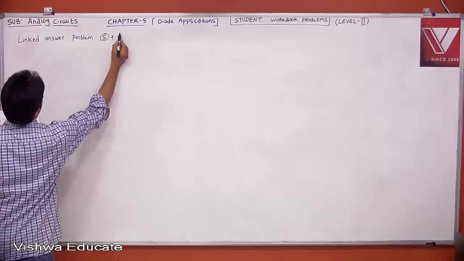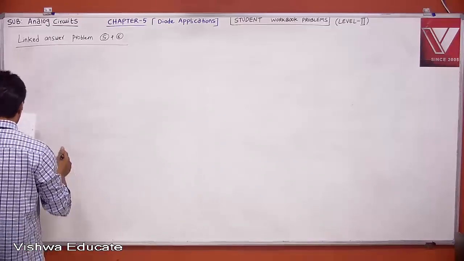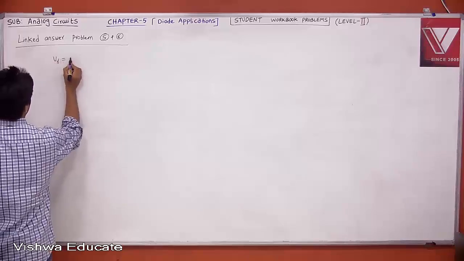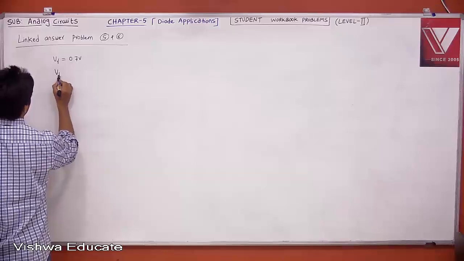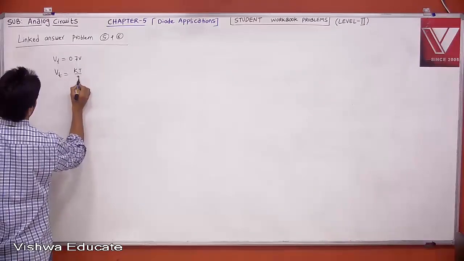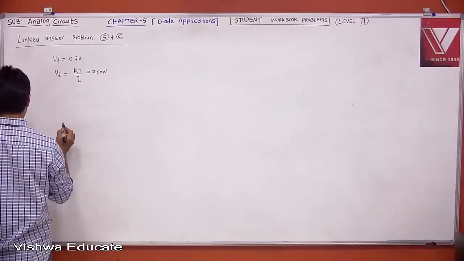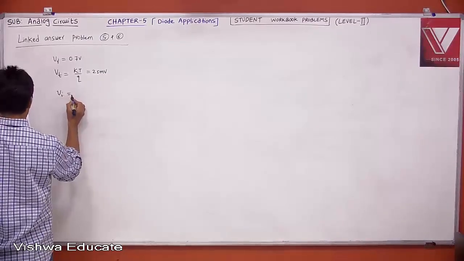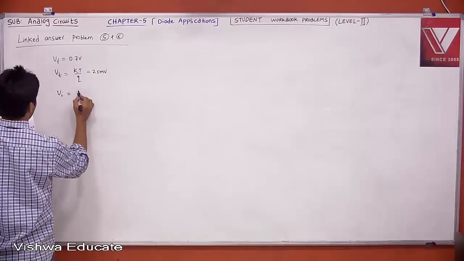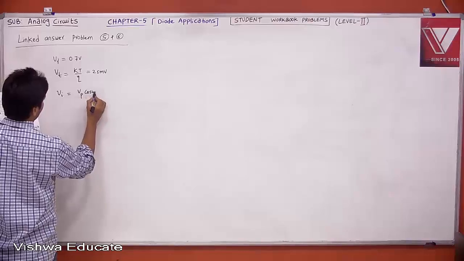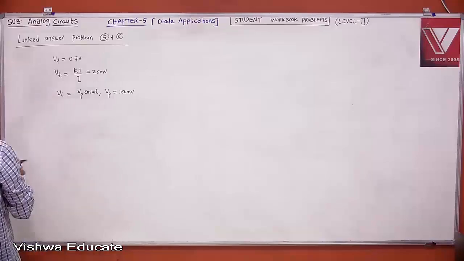Problems 5 and 6. Data is given. In the circuit shown below, assume that the voltage drop across each diode is 0.7, that is what is given, and VT, which is nothing but KT by Q, is 25 millivolt, and the small signal input voltage VI is equal to Vp cos omega t, where Vp is 100 millivolt. This is your common data.